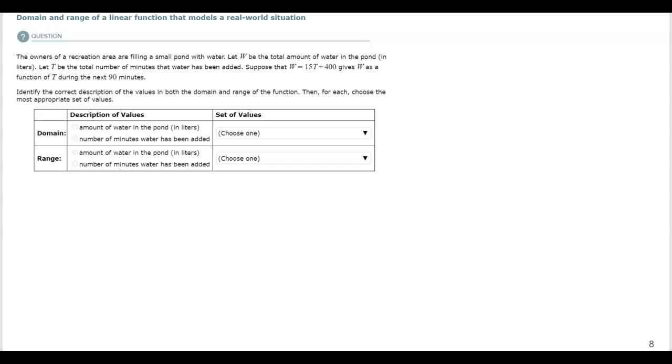So we have an input. T is our input, and W is going to be our output. So our input is the domain. My input is time, so it's the amount of time. And it says I can only add water for 90 minutes, so it can be 0 to 90.